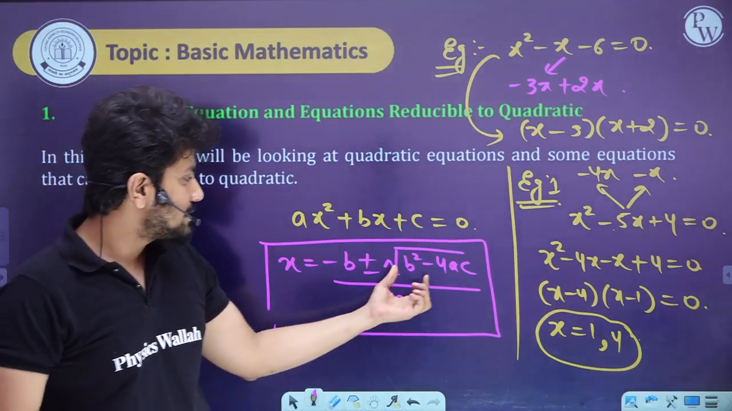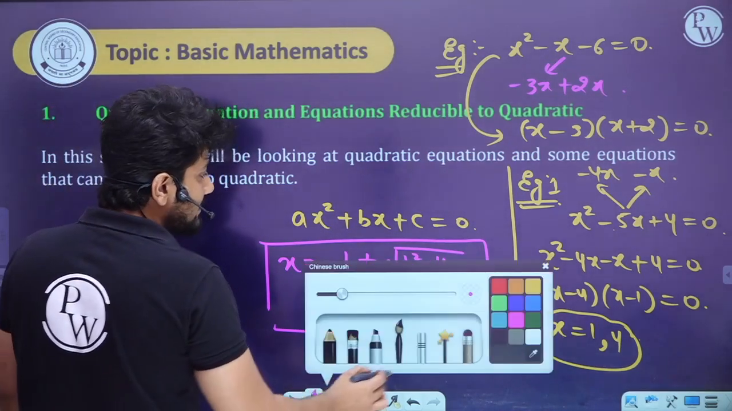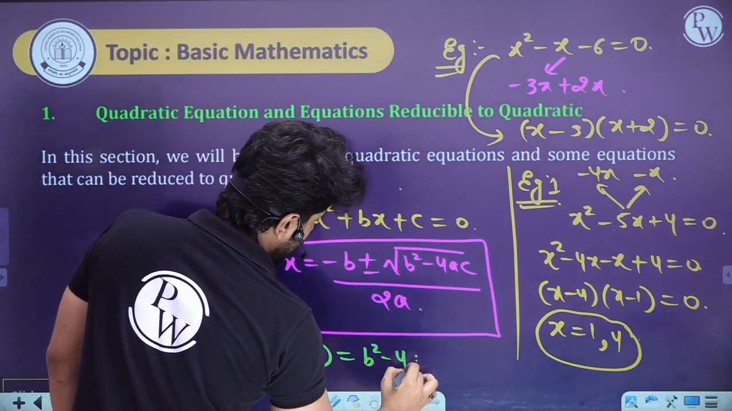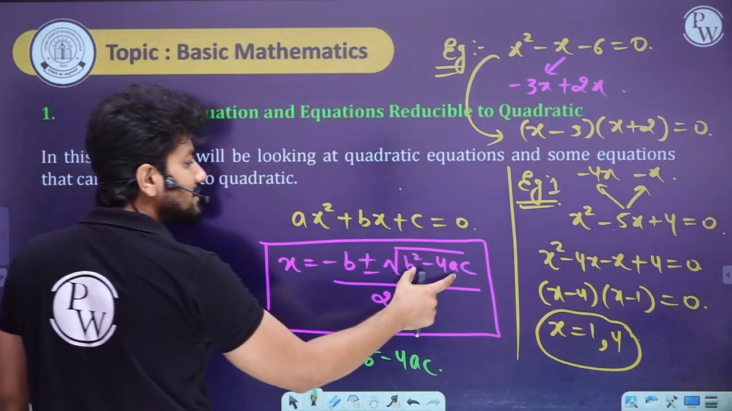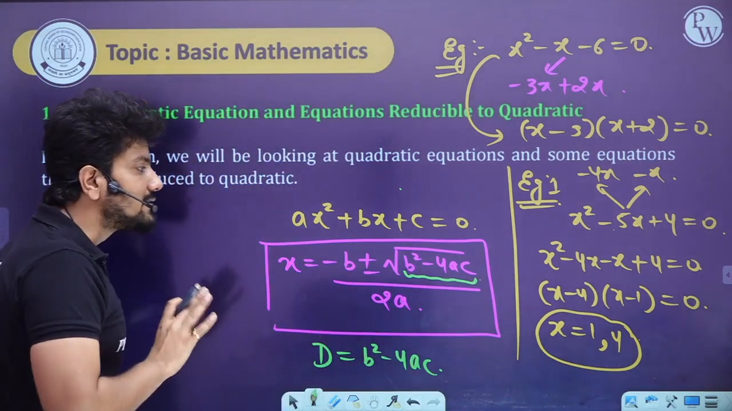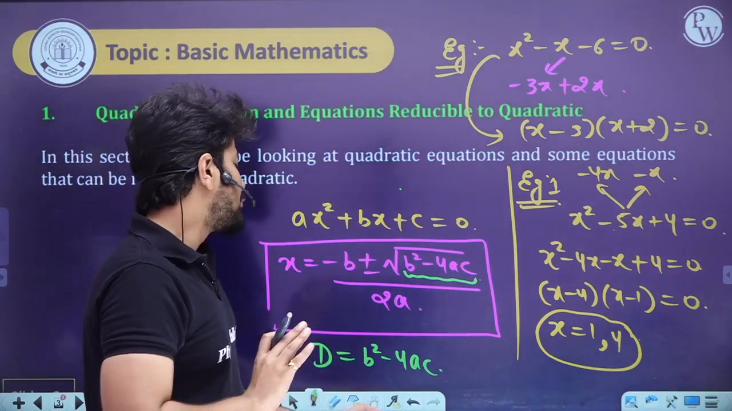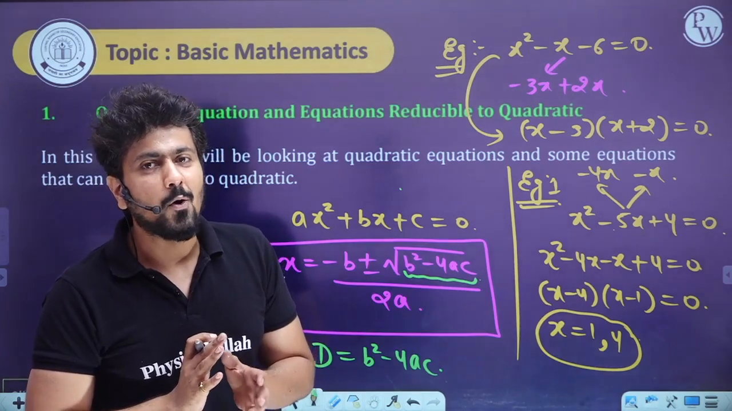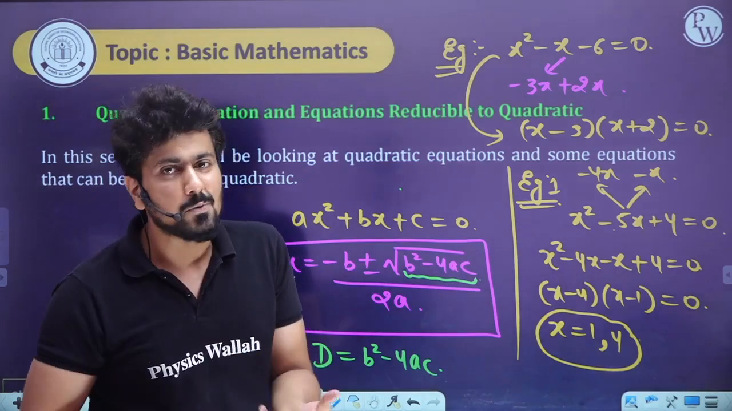So what is here, b square minus 4ac? This is known as the discriminant. D is equal to b square minus 4ac. This part which is inside the under root is known as the discriminant. A lot depends upon the discriminant.